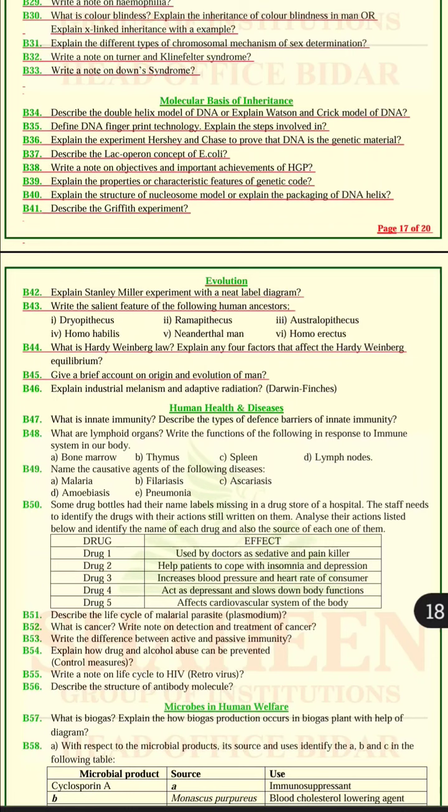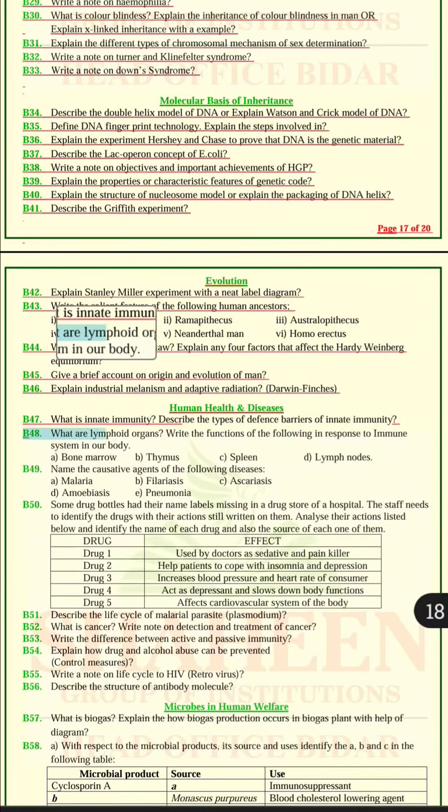Okay friends. And question number 46 is explain industrial melanism and adaptive radiation, Darwin's finches. And our next chapter is human health and diseases. Okay friends. And in this the first question is question number 47. What is innate immunity? Describe the types of defense barriers of innate immunity.